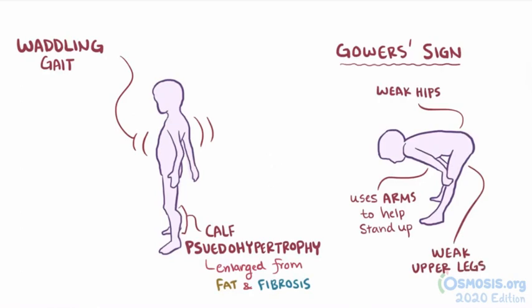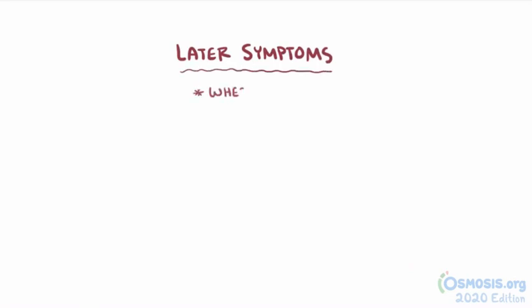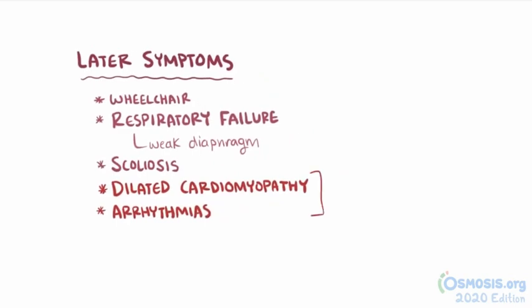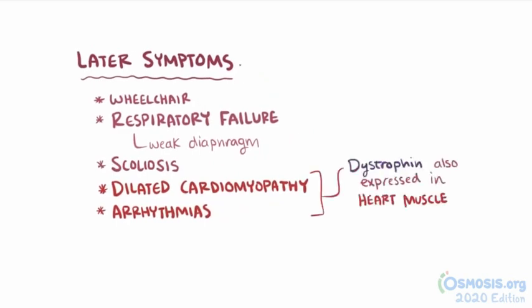Later symptoms include needing a wheelchair because of severe weakness, developing respiratory failure because of a weak diaphragm, scoliosis, and developing dilated cardiomyopathy and arrhythmias, since the dystrophin protein is also expressed in heart muscle. Unfortunately, these complications often lead to a shortened lifespan.